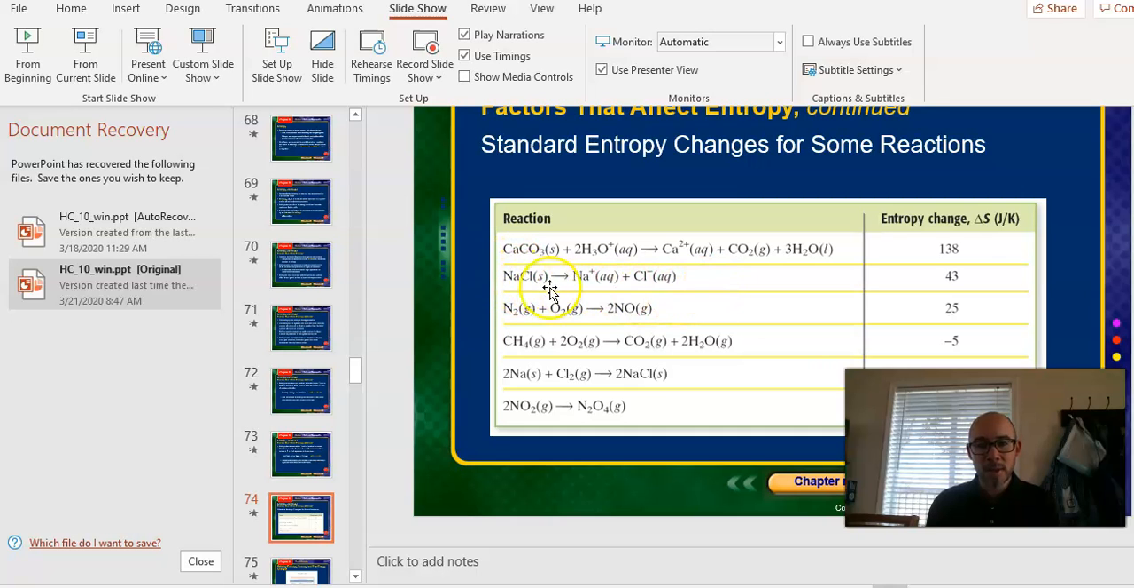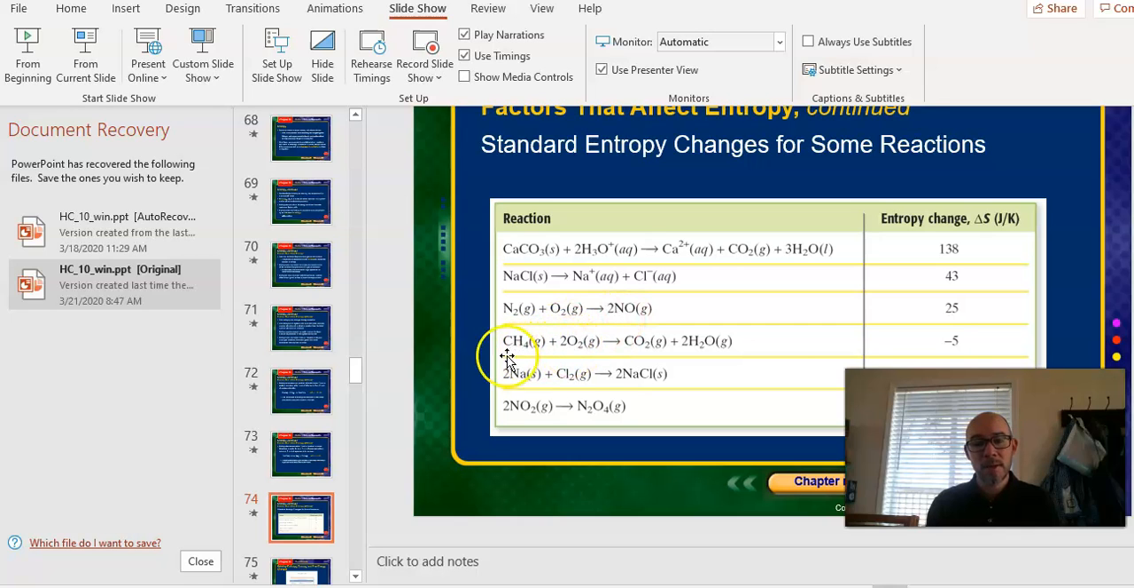This is the dissolution of salt right here, 43. This is taking nitrogen gas and oxygen gas, which are present in the air, and making nitrogen monoxide. Well, that doesn't normally happen, does it? So we're doing something to this to get it to occur. Its entropy increases. It gets more chaotic.